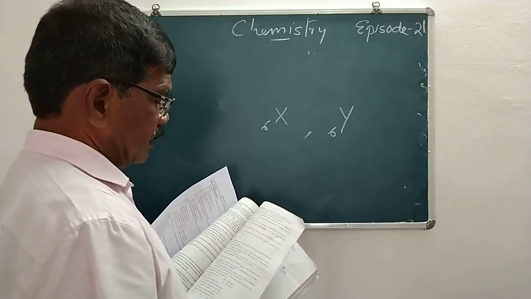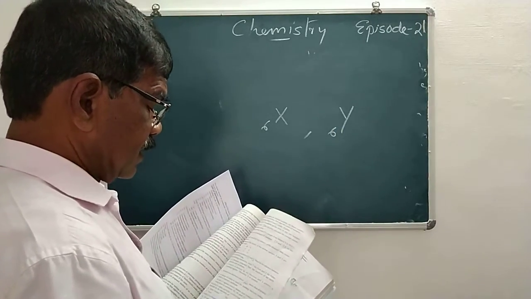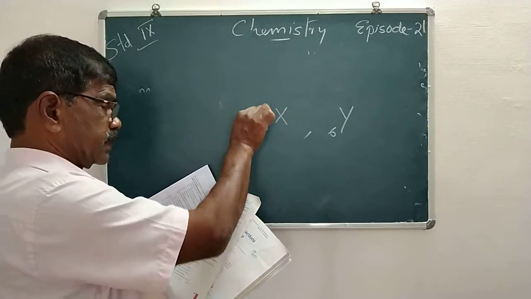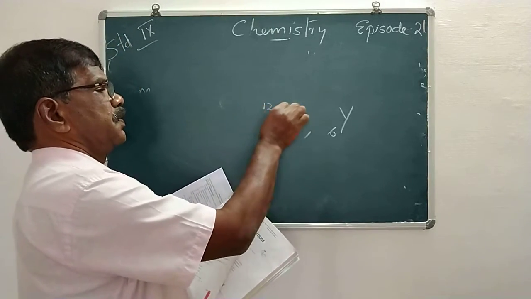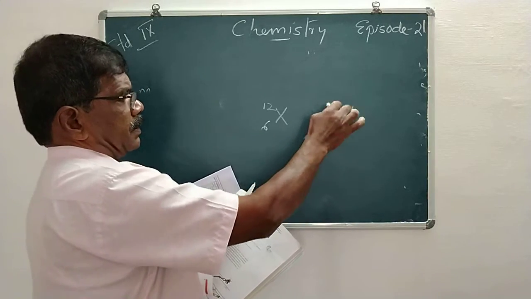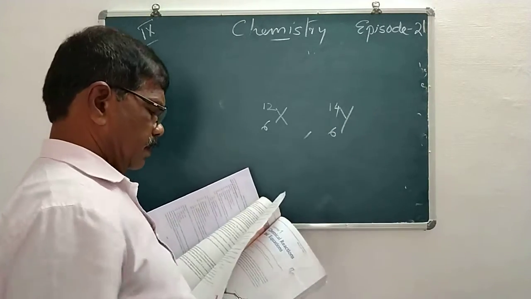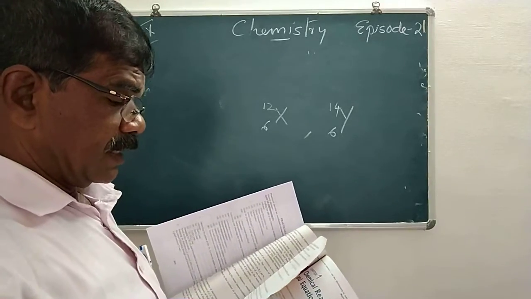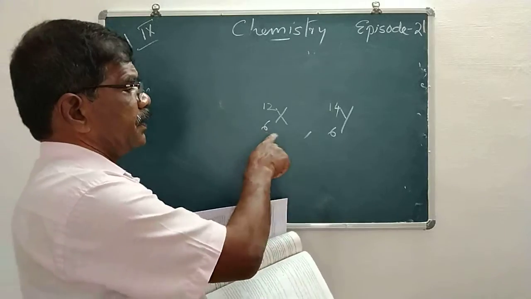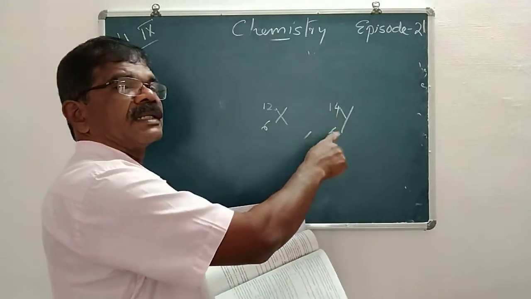On the left top we write the mass number. Here 6 protons and 6 neutrons, so mass number is equal to 12. Here mass number is equal to 14. Give the mass numbers. Then what is the relation between these two? They have the same atomic number, different mass number. They are isotopes.